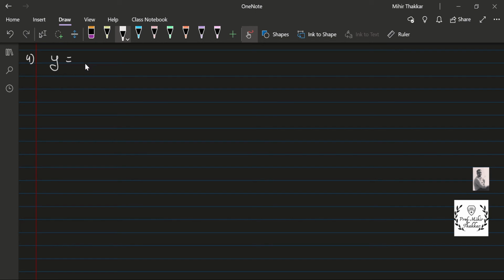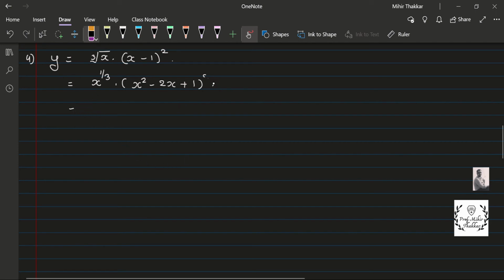Y is equal to cube root of x multiplied by x minus 1 the whole square. Once again, I have to first of all simplify this. So how should we simplify? Cube root of x can be written as x raised to 1 by 3, and x minus 1 the whole square can be written using a minus b the whole square: x square minus 2x plus 1. So not the whole square, I'm sorry, we finished squaring this.